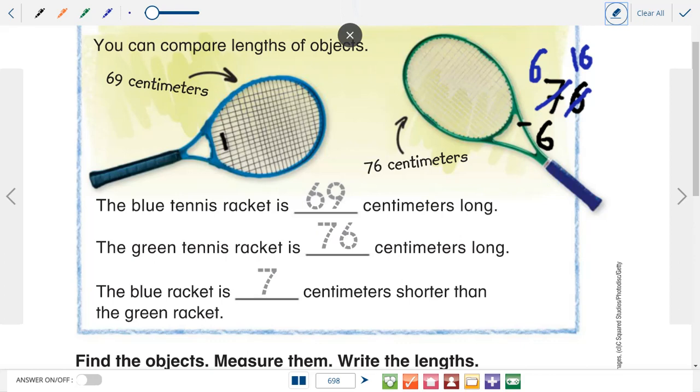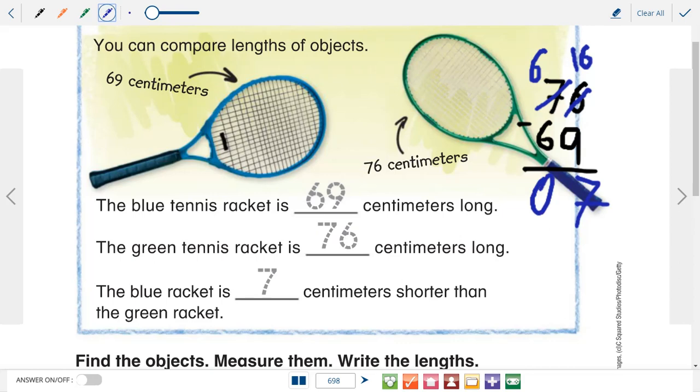Okay. I'm going to write the numbers again. This was 69. The equation line. Again, 16 minus 9 is 7. 6 minus 6 is 0. So the answer is 7.